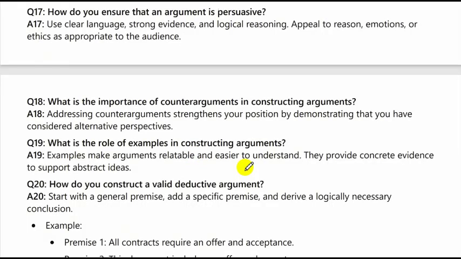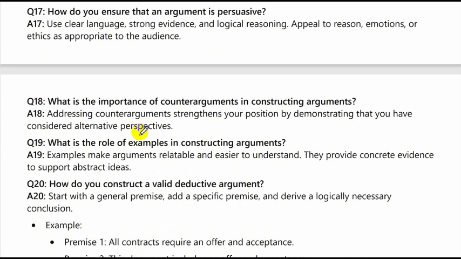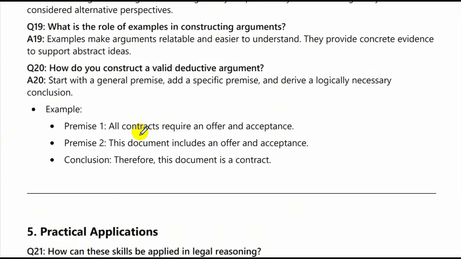Next is, how do we ensure that an argument is persuasive? We have to use clear language, strong evidence, and logical reasoning. We have to appeal to reason, appeal to emotions or ethics as appropriate to the audience. What is the role of examples in constructing arguments? Examples make arguments relatable and easier to understand. They provide concrete evidence to support abstract ideas.